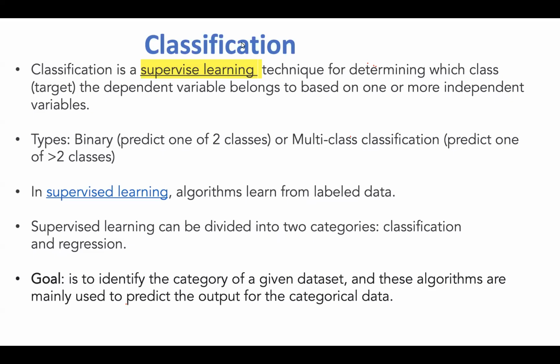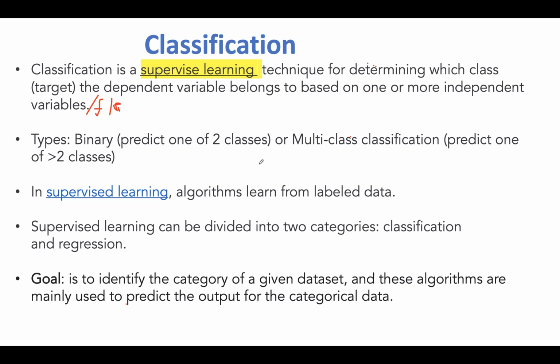So what's classification in the context of machine learning? By definition, classification is just a supervised learning technique for determining which class the dependent variable belongs to based on one or more independent variables. Alternatively, we can call these features, okay? And in Worker, we call these attributes, okay?